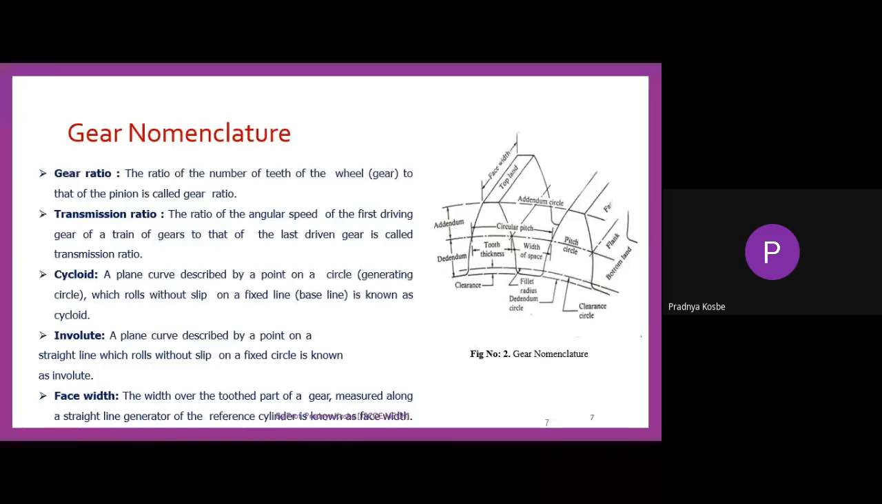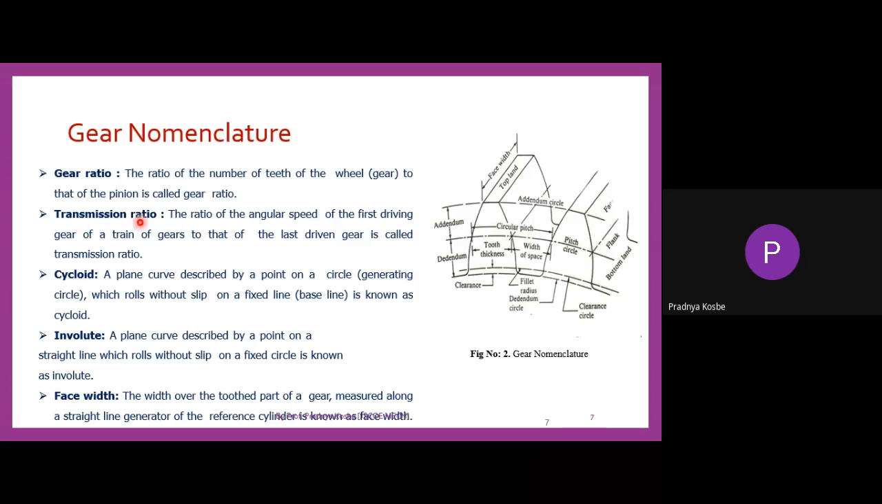Now gear nomenclature. First, gear ratio. It is the ratio of the number of teeth of the wheel gear to that of the pinion. So it is Z2 by Z1. Most of the time the pinion will be the driving gear and the gear is the driven gear. So Z1 is the number of teeth on the pinion, and Z2 the number of teeth on the gear, then the gear ratio will be Z2 by Z1, and gear ratio is always greater than 1.